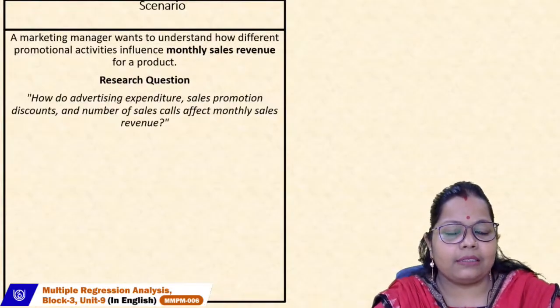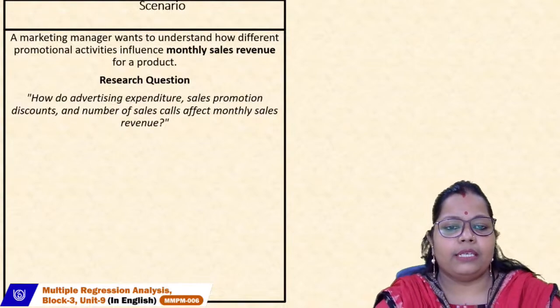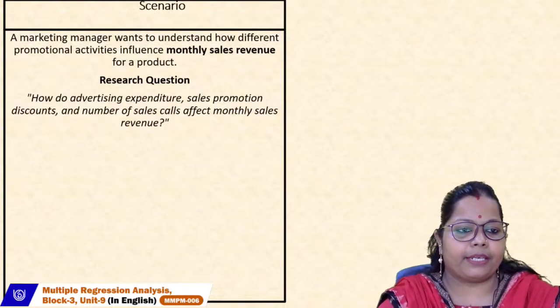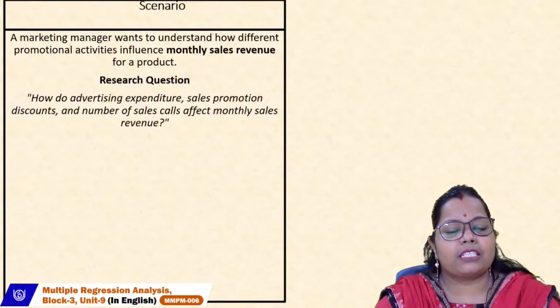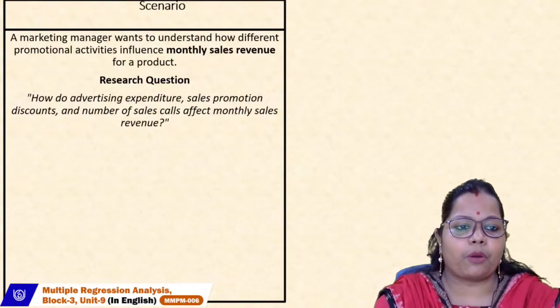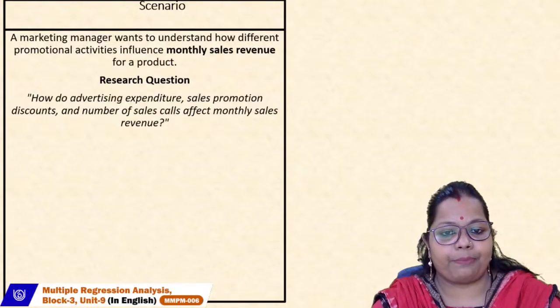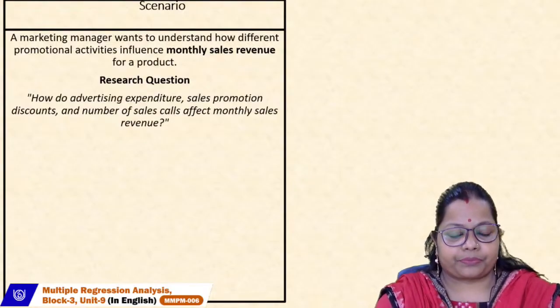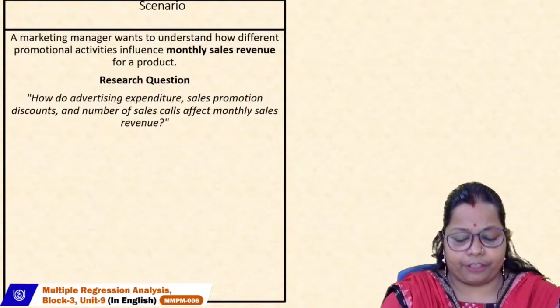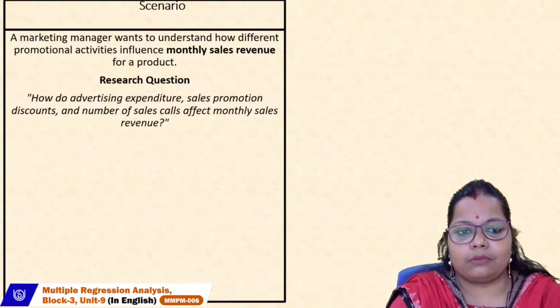Promotional activities are the set of independent variables, and monthly sales revenue is known as the dependent variable. So what should be the possible research questions from the research problem? Now, how do advertising expenditures, sales promotion discounts, and number of sales calls affect monthly sales revenue? So let us now come to defining these variables.